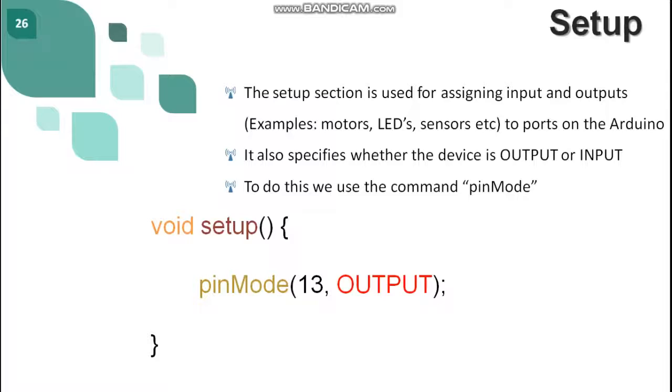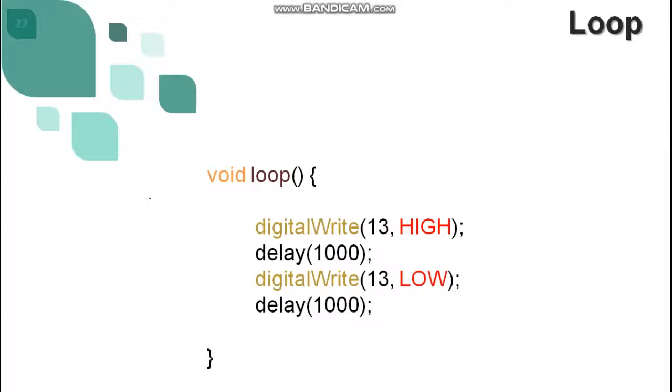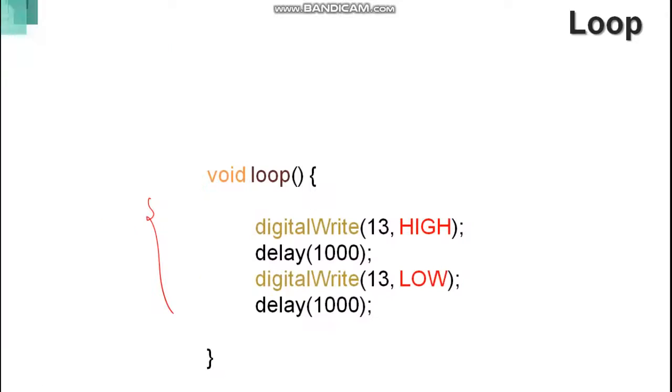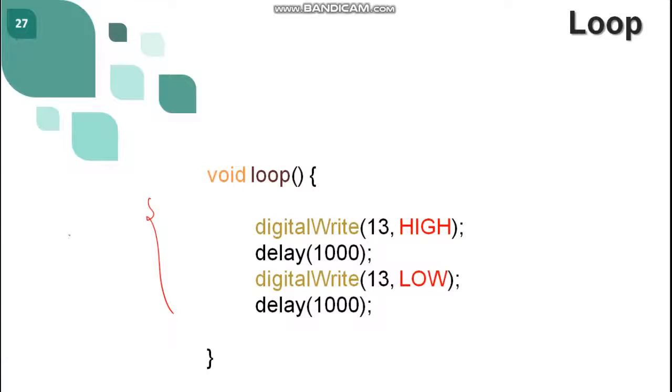Now let's see some more information regarding the code. Normally whenever you open Arduino software, you will find two important functions: void setup and void loop. This void setup will execute only one time, which means when you power on the Arduino, it executes only once, whereas this void loop will execute infinite times. This is the first difference you have to observe.